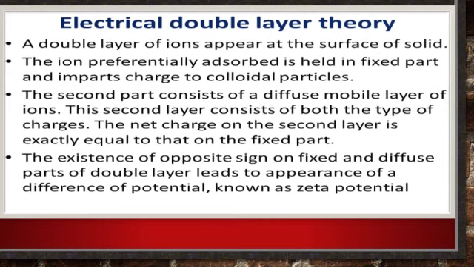Electrical double layer theory explains the origin of charge on the colloidal particles. When one type of ions in the electrolyte are adsorbed on the surface of the colloidal particles, it forms a fixed layer. It attracts the counter ions from the medium, forming a second layer which is mobile and is called the diffuse layer. The double layer, that is the fixed layer and the diffuse layer of opposite charge, is called the electrical double layer.